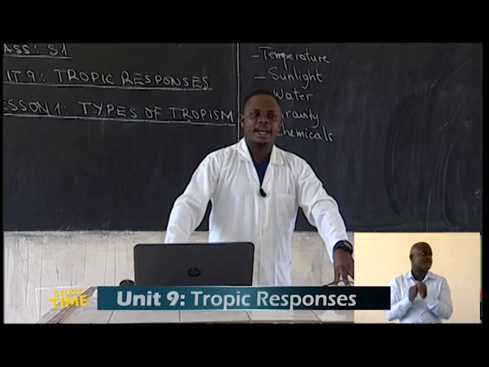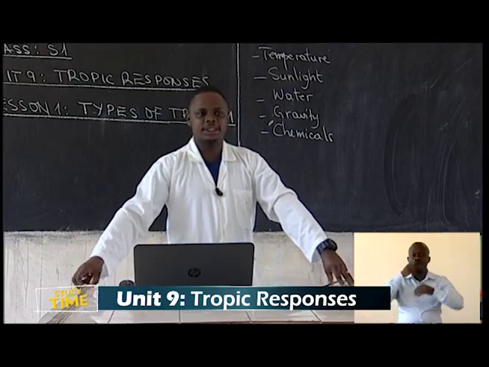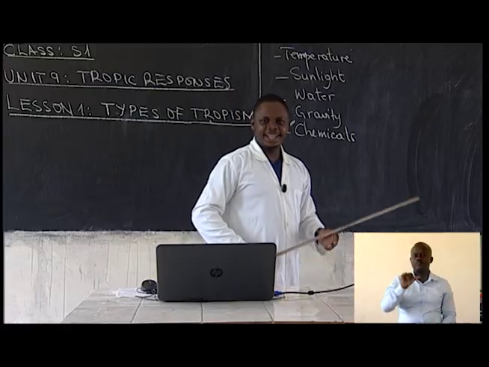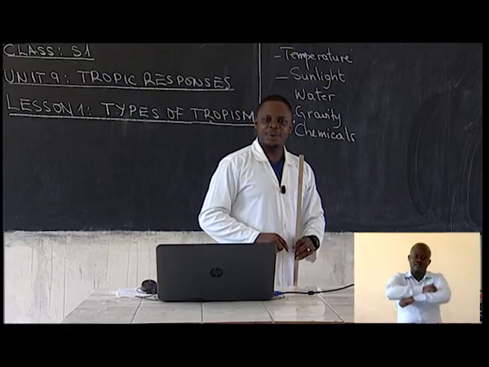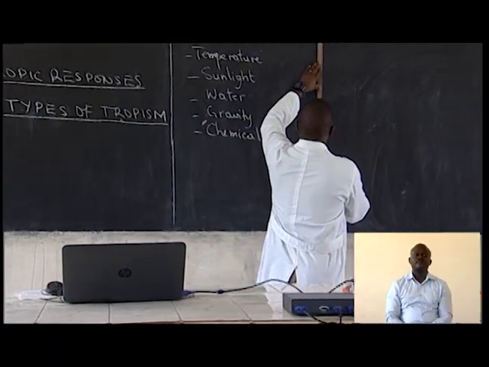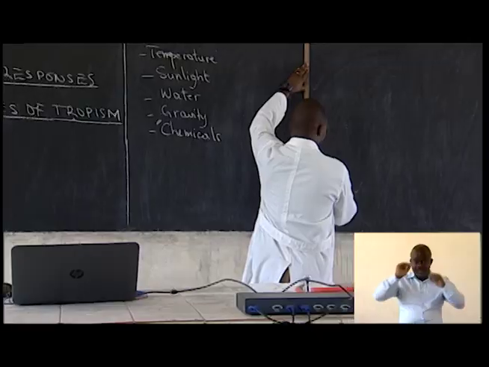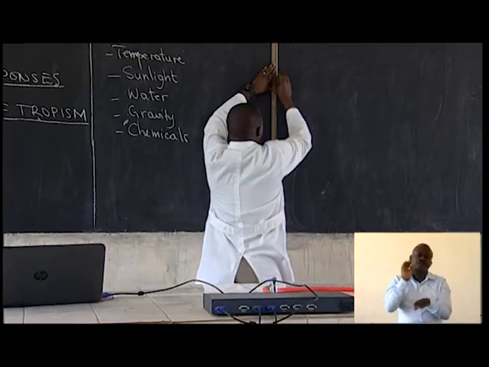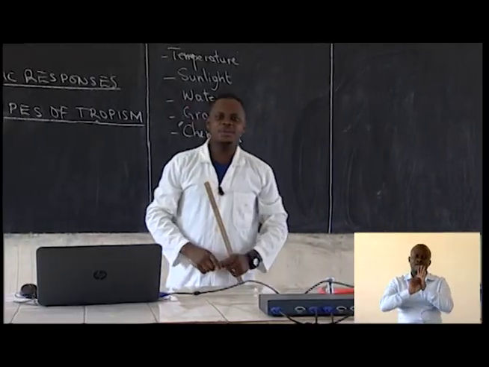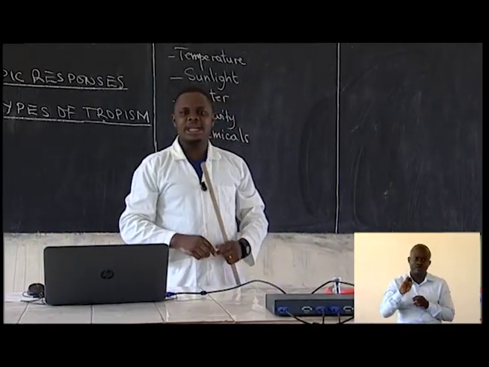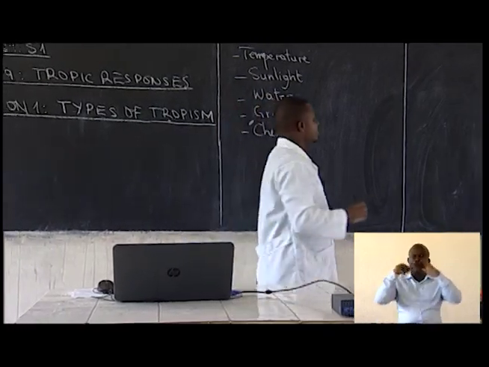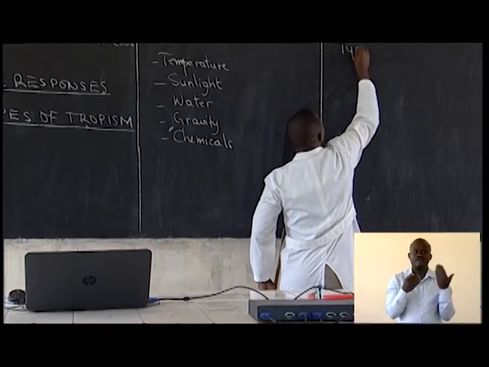Then from there, let us talk about different types of tropism. Dear students, which type of tropism do you know? I need your views. I need you to actively participate as I requested you. I need you to give me an example of one type of tropism. Excellent. We have phototropism.